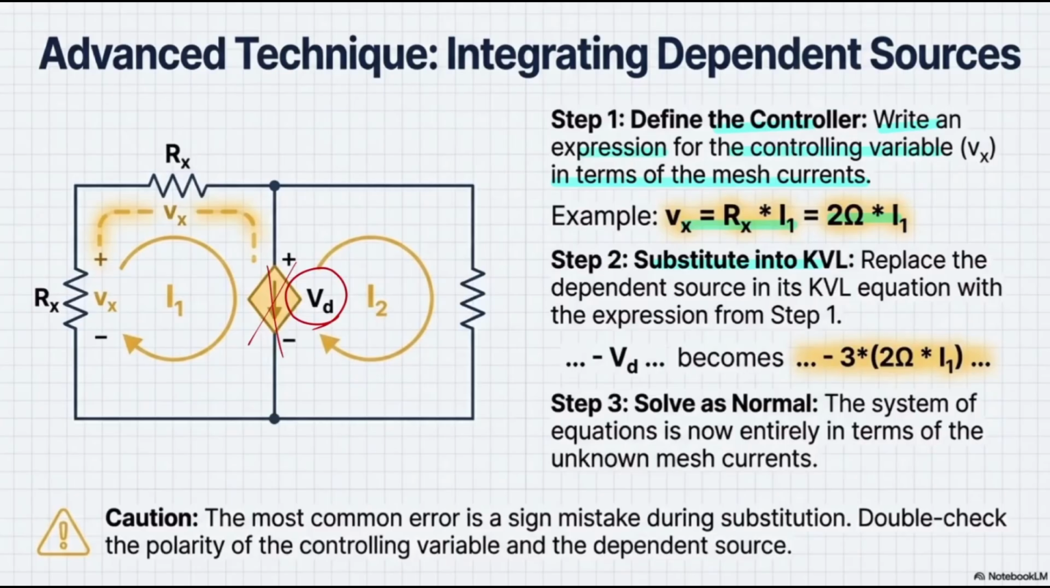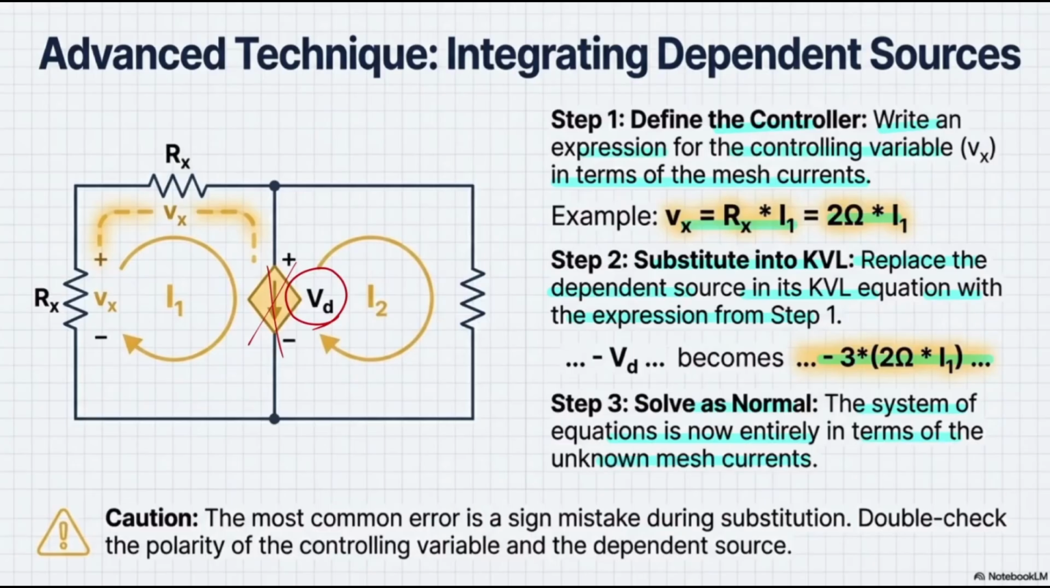Imagine that we had the KVL, with some kind of dependent source. Replace the dependent source in its KVL equation with the expression that you found from the step. For instance, there was a relationship between VD and another part of the equation, and you found something like this. For instance, this is all an example. Finally, you have to solve as normal. The system of equations is now entirely in terms of the unknown mesh currents.